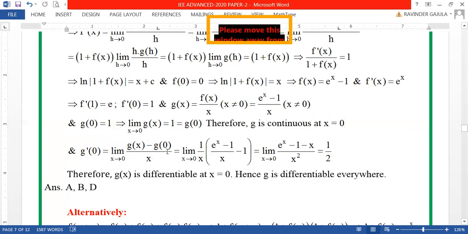So this can be taken. g of 0 is 1. It is given as 1, no? Now limit x tends to 0, g of x is this one. g of 0 is minus 1, divided by x, has been taken as 1 by x before the bracket.